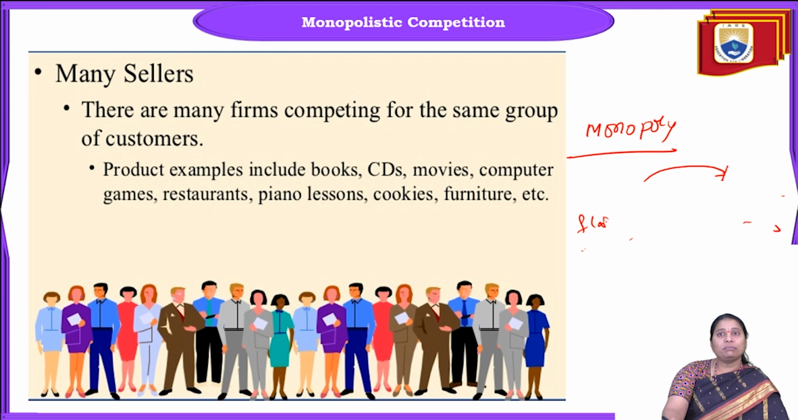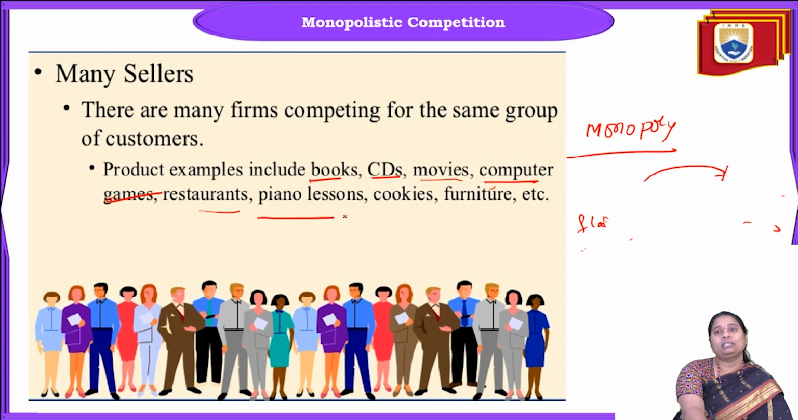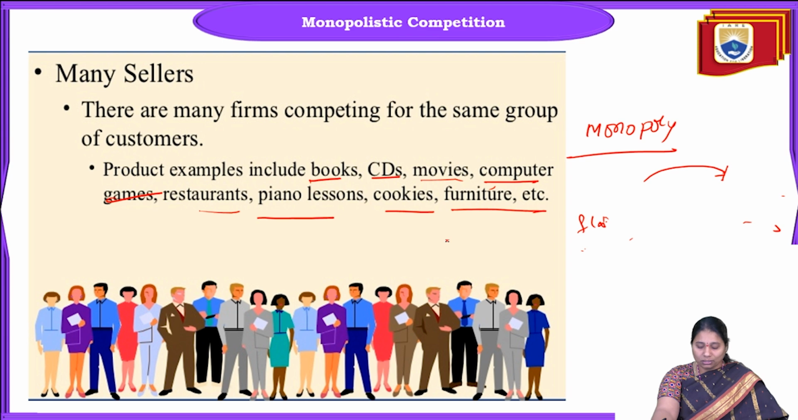Because we are all able to see these different kinds of entertainment sources. These are all different products only. But if one cost increases, then obviously the people will move towards another one.